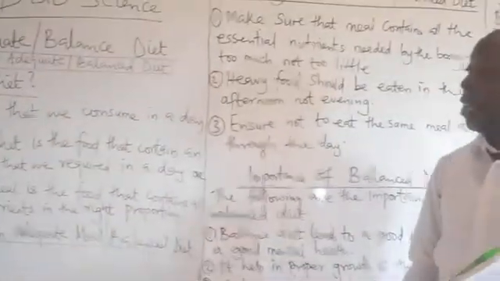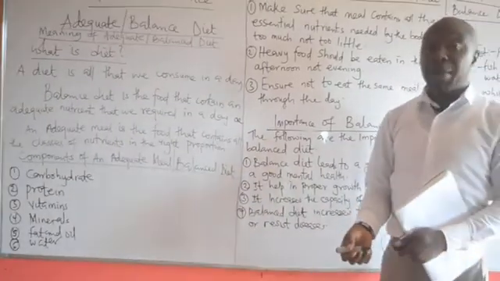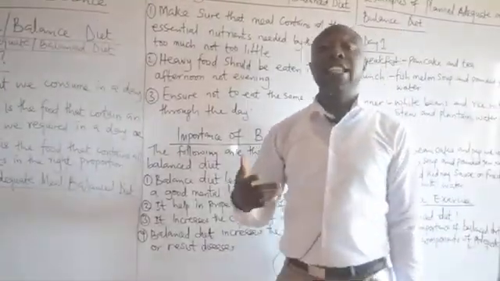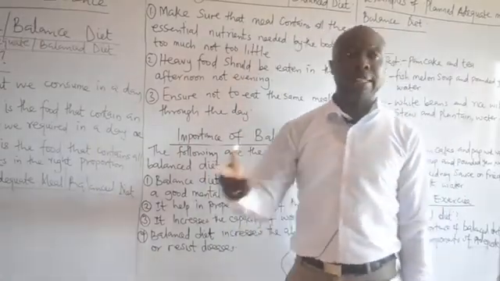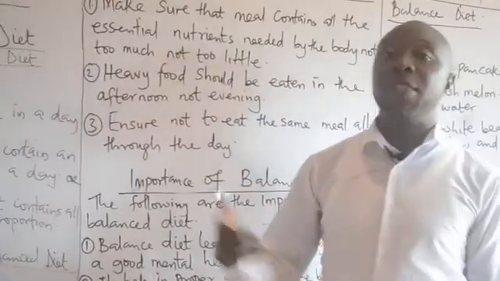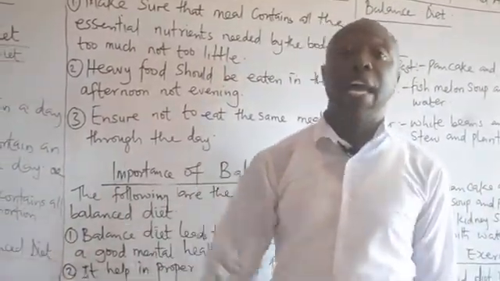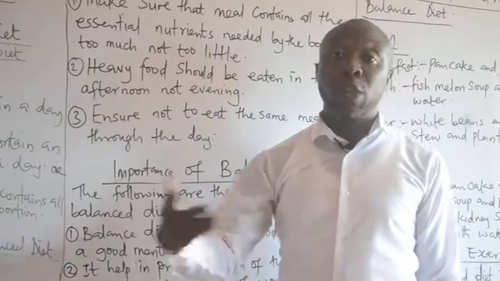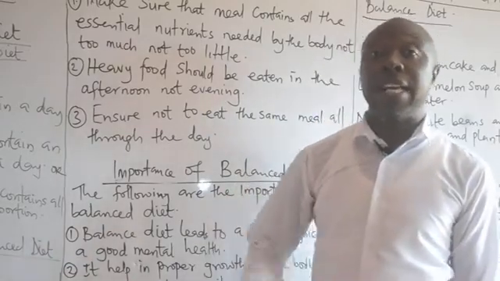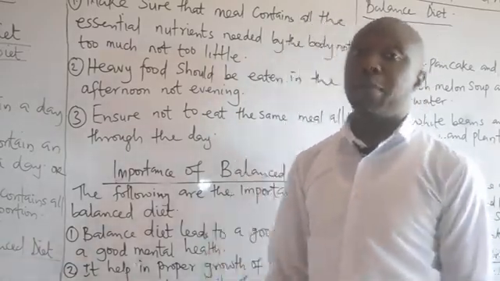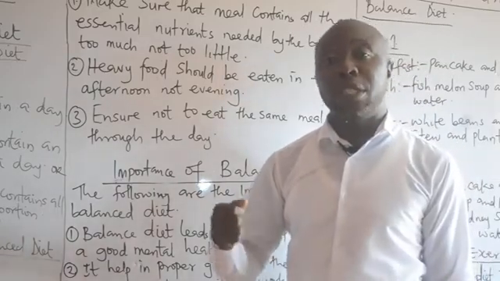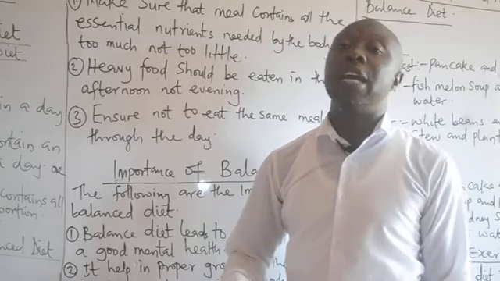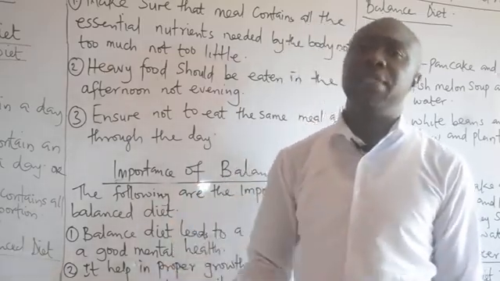Under the components of adequate diet, we have carbohydrates. And what is carbohydrate? Carbohydrate is energy-giving food because it supplies energy to the body. And what are the examples of carbohydrates? Some of the examples of carbohydrates include yam, which is a good example. Potato is a good example of carbohydrate, and rice is also a good example of carbohydrate. So carbohydrate supplies energy to the body. It enables us to carry out our normal daily activities.